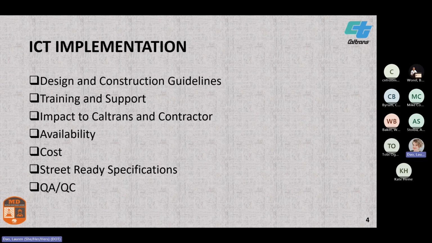So what do we need to do? We have to look at design and construction guidelines. With all the districts, we have 12 districts. They are the main stakeholders. They start and use any technology or methods, so we have to train them and support them. We have to look at the impact, not only on Caltrans but also on our industries. The big part is the cost: how is it going to happen, and how is it going to impact? And as I already mentioned, the spec has to be very perfect.